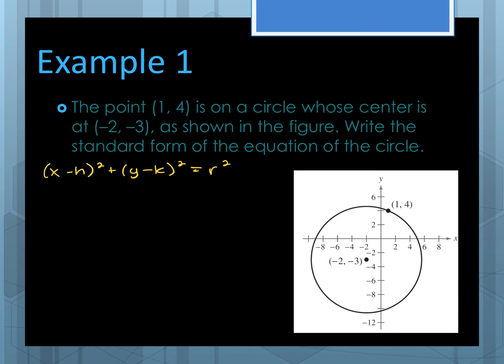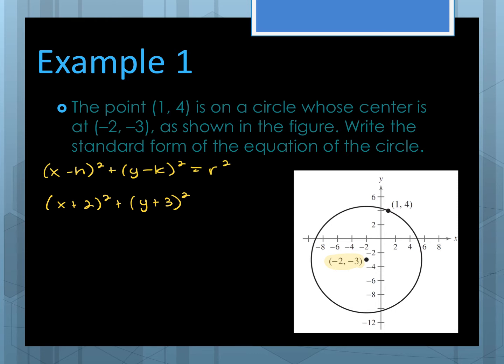Which one goes in the actual equation at the end? The center or a point on the circle? Center. The center. Good. My (h, k) I already have, right? Which is (-2, -3). So x minus a -2 becomes x plus 2. y minus a -3 becomes y plus 3. So I already have that part just from what they give me at the beginning. What I don't have yet is the radius.